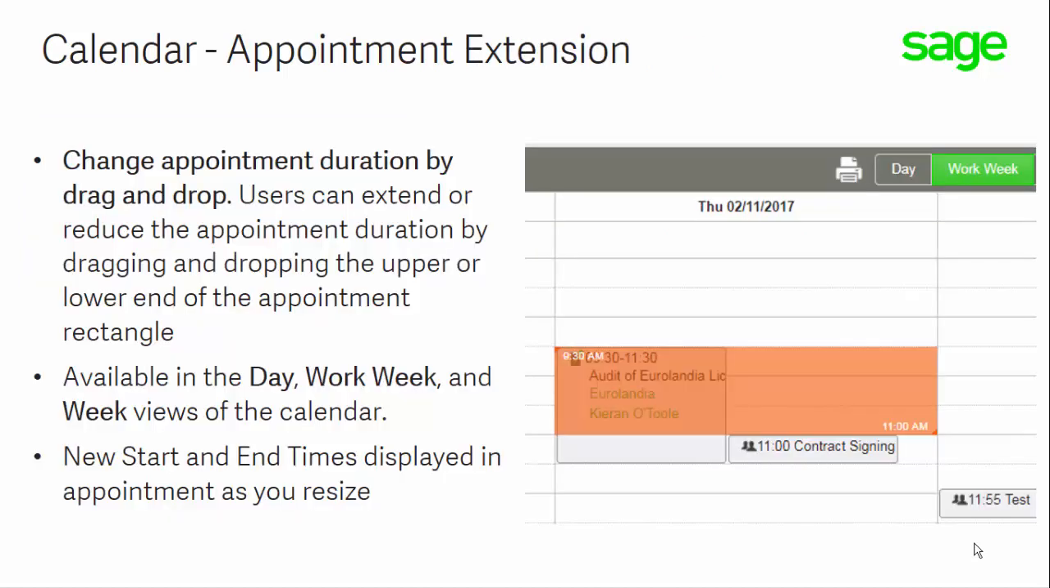Another thing that has also been introduced is that we can start to change the appointment duration by drag and drop. This is a new feature, and users can extend or reduce the appointment duration just by dragging and dropping the upper or lower end of the appointment rectangle. And this is something that's available on the day, work week and week views of the calendar. And you just need to change the new start and end times just by dragging, and you'll see that they are displayed as you work.